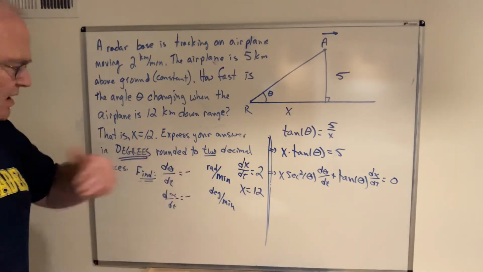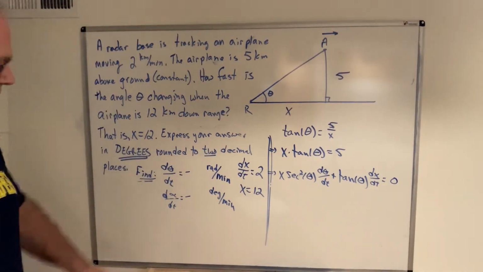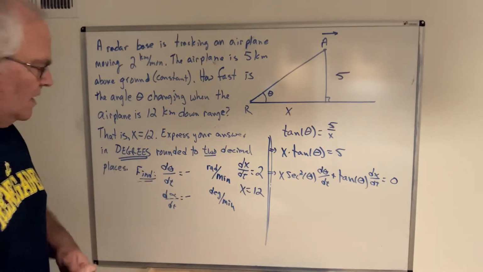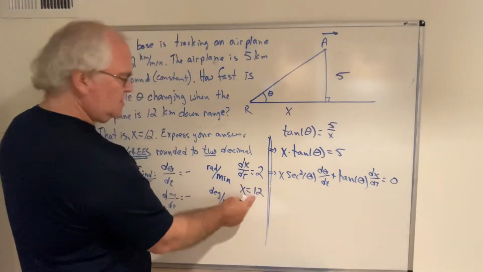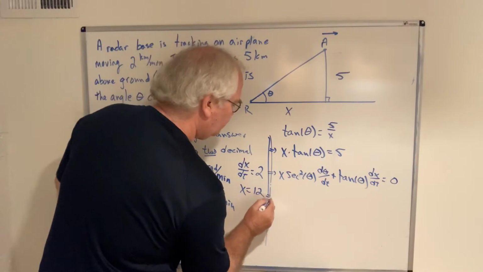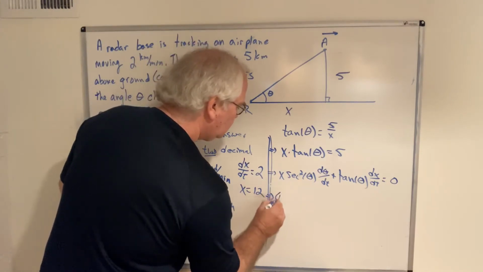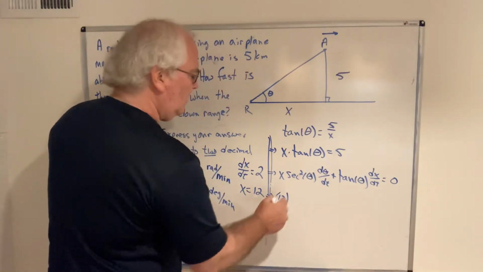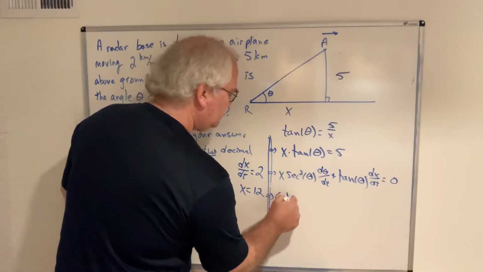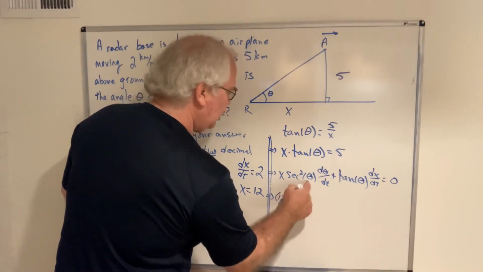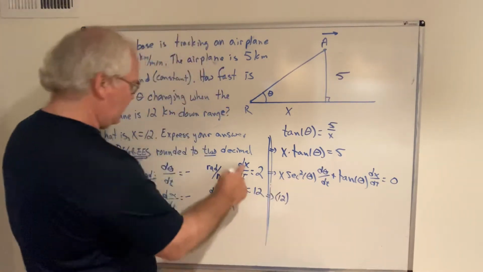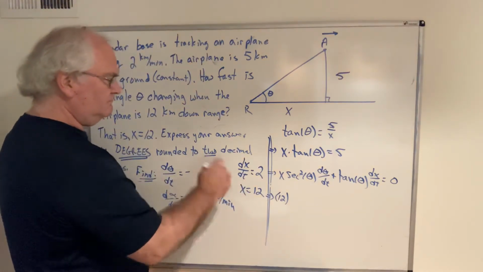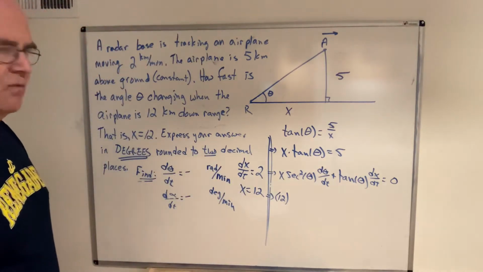Now we're going to start to plug the values in and see if we can back solve and find d theta dt. So we need a value for x. Well, there it is, right in the face. So there's 12. We need secant squared of theta. We don't have a theta.